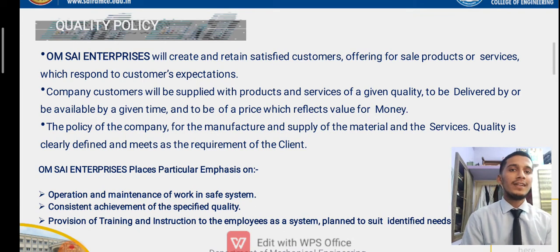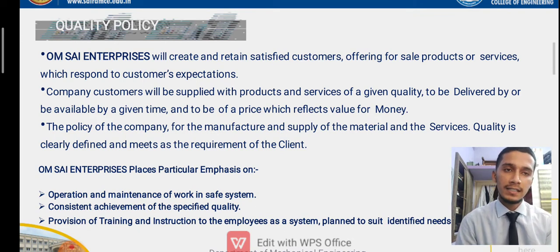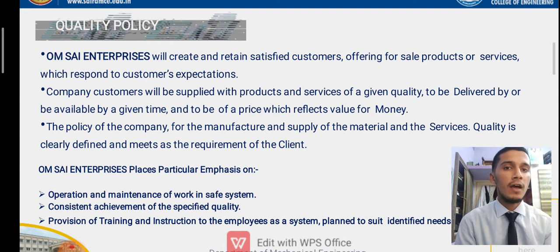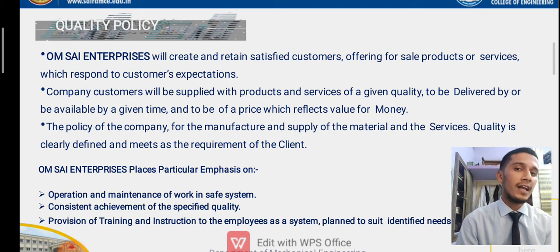Om Sai Enterprises will create and retain satisfied customers by offering products or services that respond to customer expectations, supplied with a given quality and delivered by the given time. The company's policies for the manufacturing and supply of materials and the service quality are clearly defined and meet the requirements of the client.